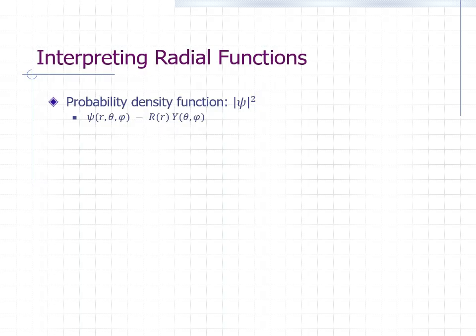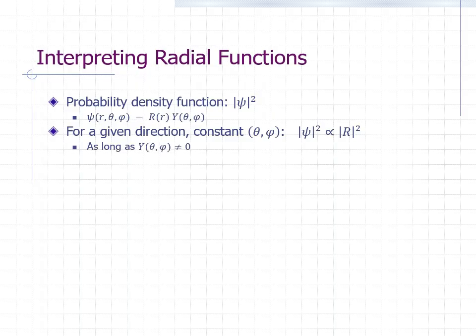So what information can be derived from the radial functions? Recall that the probability density function is just the square of the absolute value of psi. This means if we imagine moving away from the nucleus on a straight line in one specific direction, the variation in the probability of finding the electron is directly proportional to the square of the radial function. Note that for a given direction, theta and phi are constant, and so is the spherical harmonic. Of course, the probability does not vary if the spherical harmonic itself is zero.